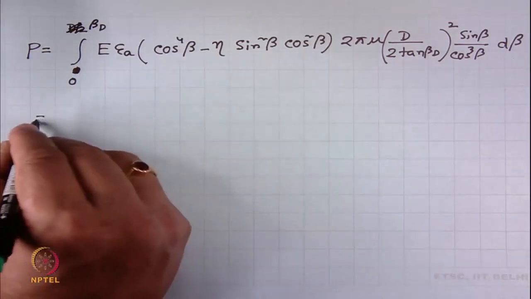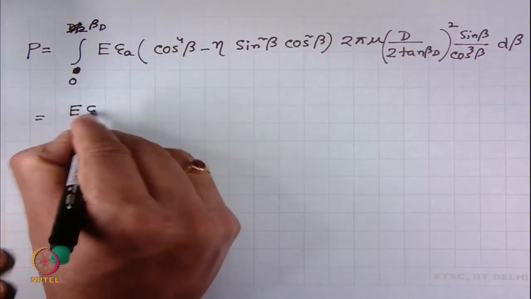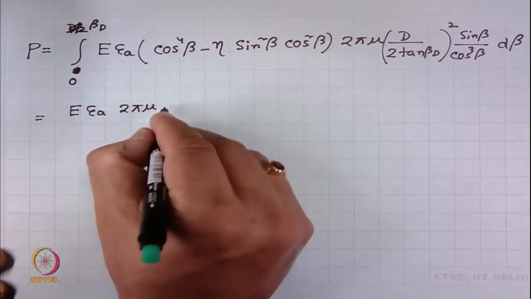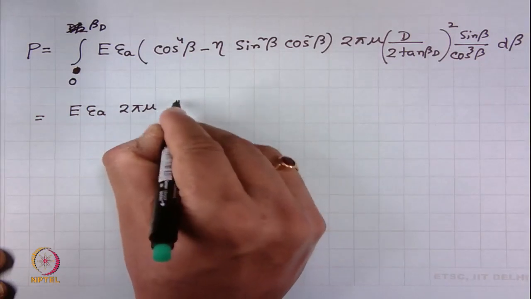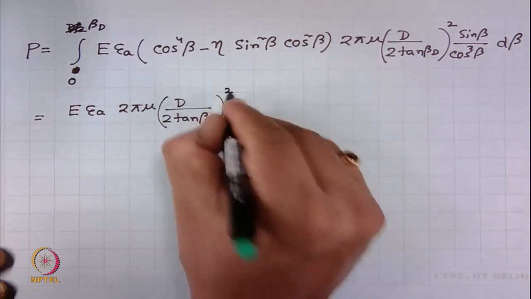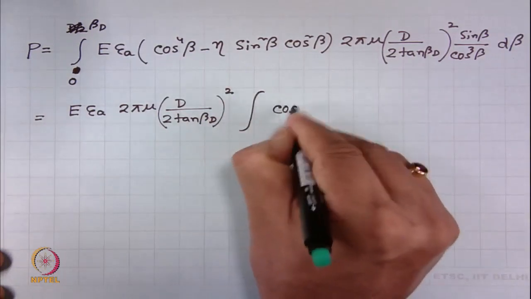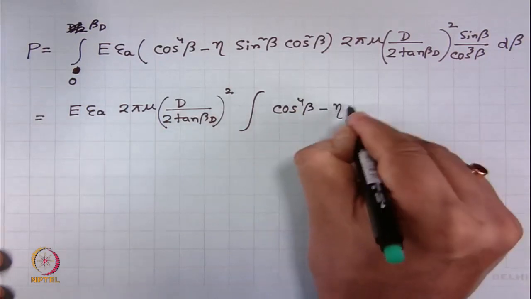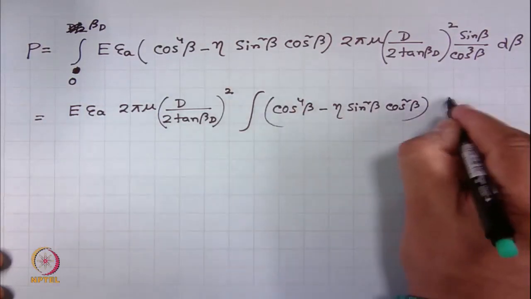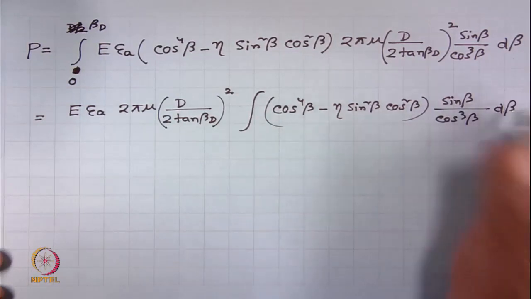So, what we obtain is E epsilon A by 2 pi mu into d by 2 tangent beta squared, integration cos to the power 4 beta into d beta.